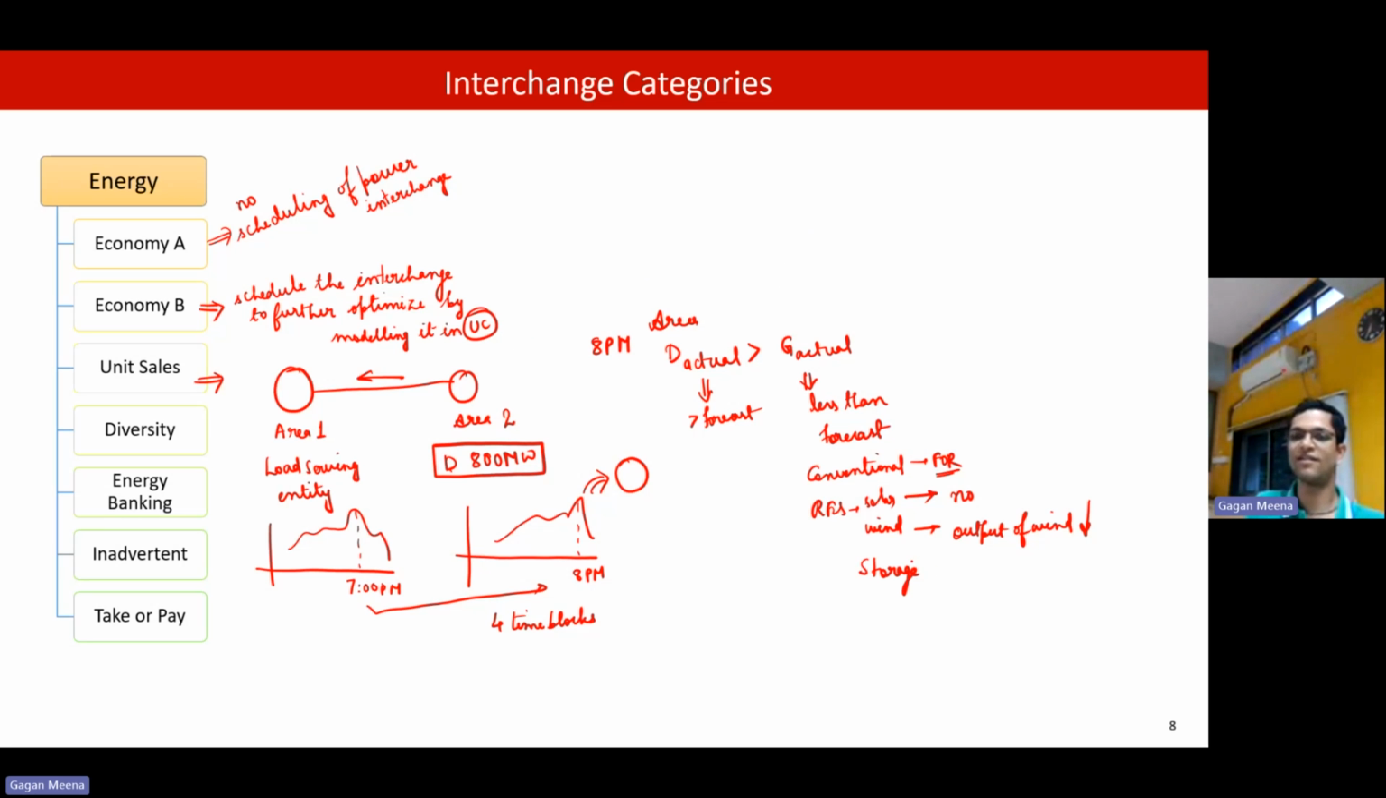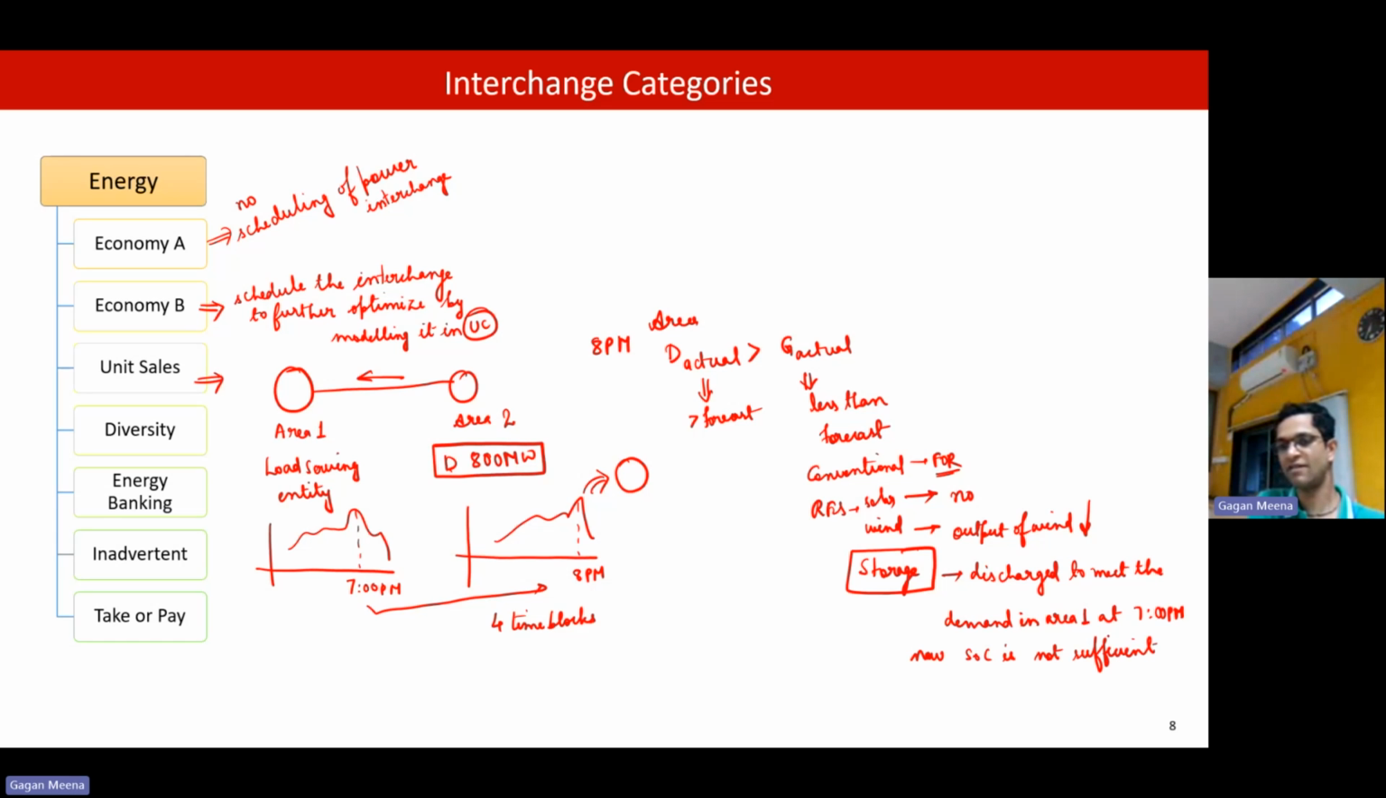It can be even more interesting. Storage here in area 2 is not able to meet the demand because, say, at 7 p.m. the area 2 helped area 1 to meet its demand by the storage discharged. The storage discharged to meet the demand in area 1 at 7 p.m. So now its state of charge is not sufficient to meet the entire excess demand in area 2 at 8 p.m. So it's a hypothetical case.